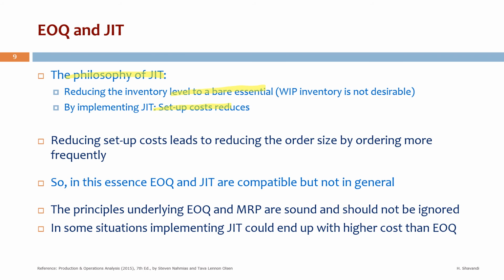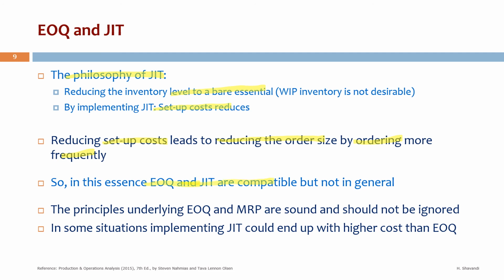If we have lower setup costs in EOQ, then it will lead us to reduce the order size by ordering more frequently, right? When K, the setup cost or ordering cost, is very low, then the solution will be having a smaller ordering quantity and more frequent orders. Okay, so in essence, as you see here, EOQ and just-in-time are compatible, right?